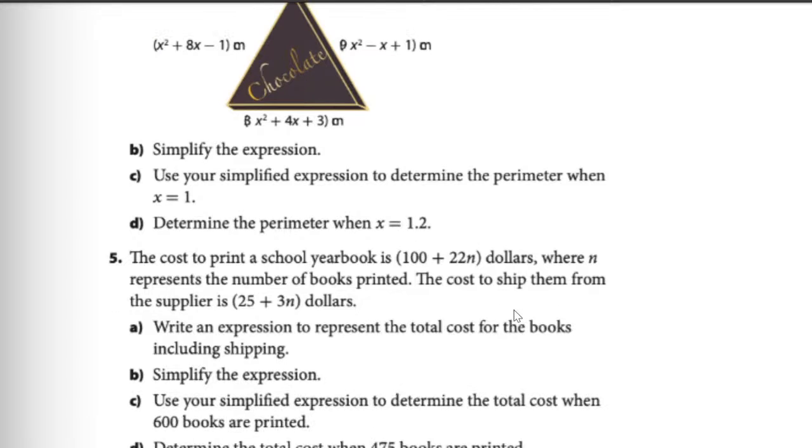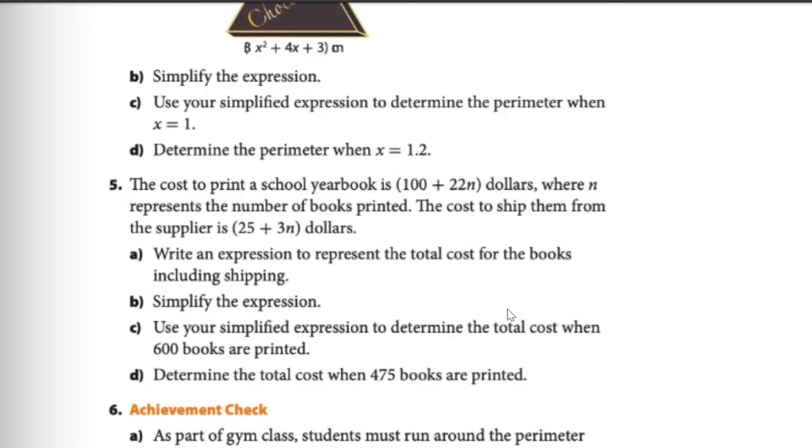In number 5, we have this printing a school yearbook. So we have the cost to print a school yearbook, and then we have the cost to ship the yearbook. So write an expression to represent the total cost of the books, including shipping. So again, the idea here is that we're looking at adding 2 things together. So we have this bracket here, 100 plus 22n, and then we'll add 25 plus 3n to that, and you'll just end up dropping those brackets when you simplify, and then you'll collect the like terms.